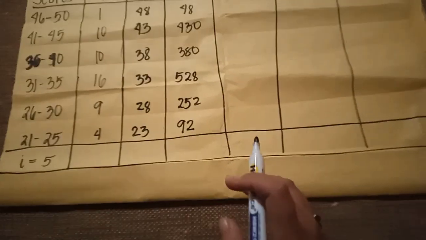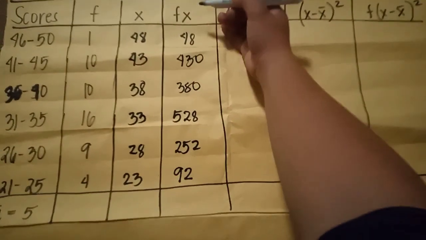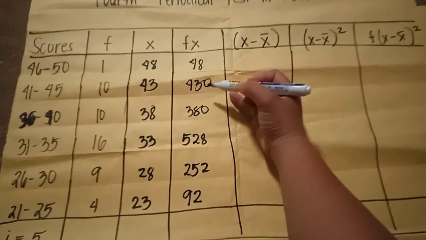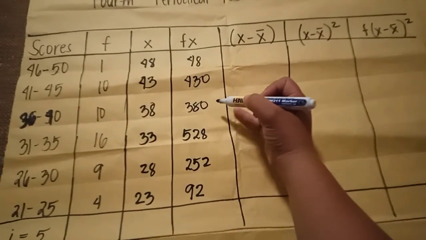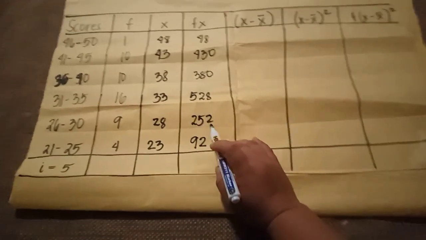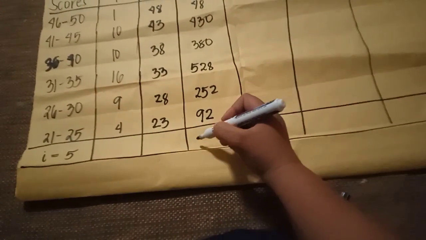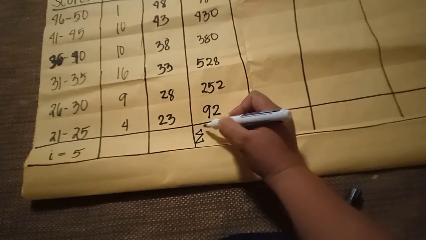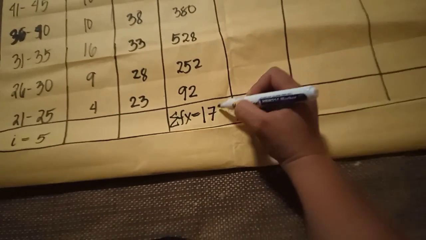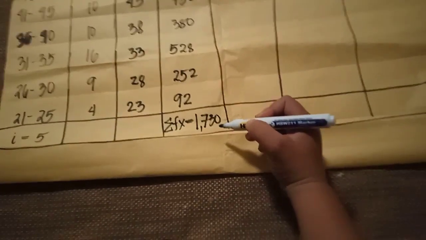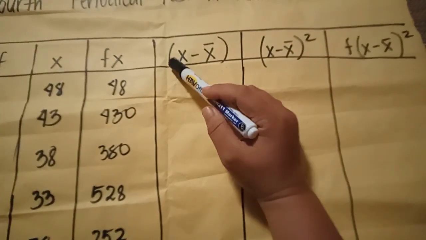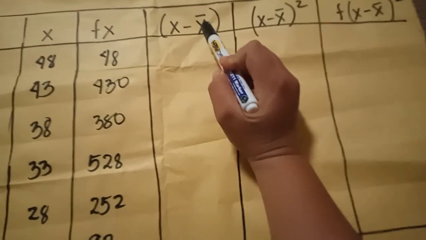Very good. And to get the summation of our f times x, we just need to add 48 plus 430 plus 380 plus 528 plus 252 plus 92, which will be summation of f of x is equal to 1730.